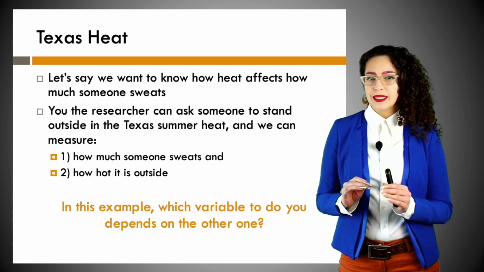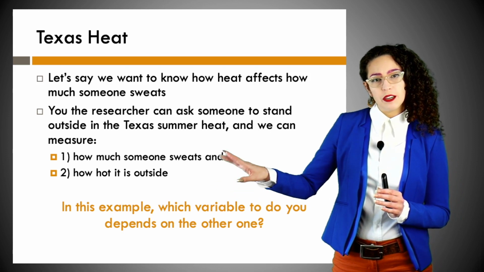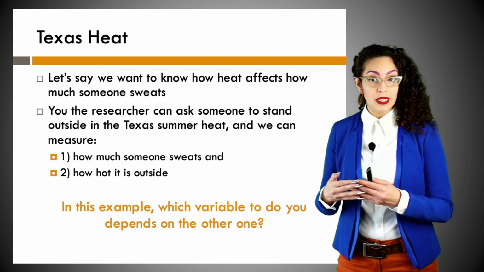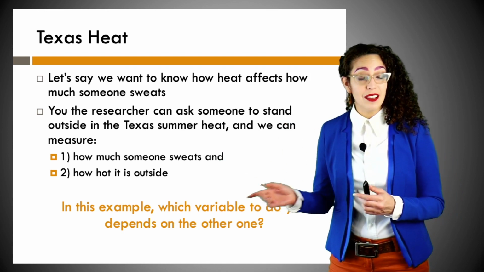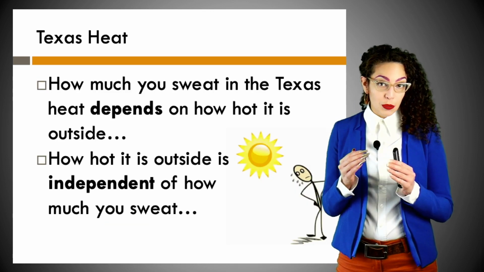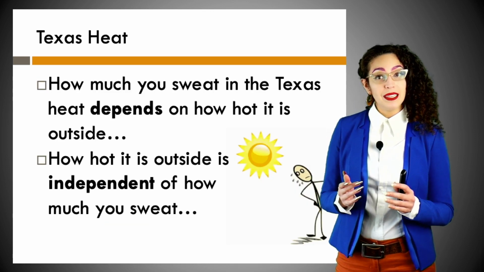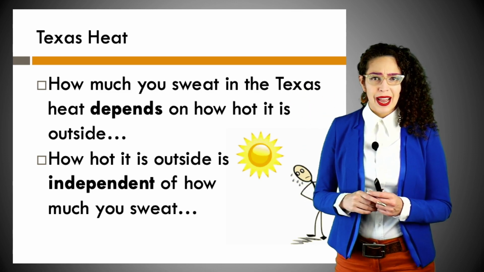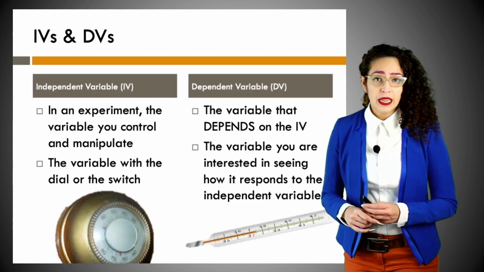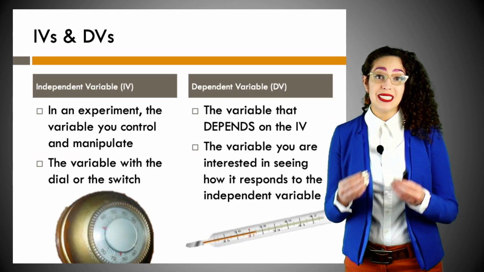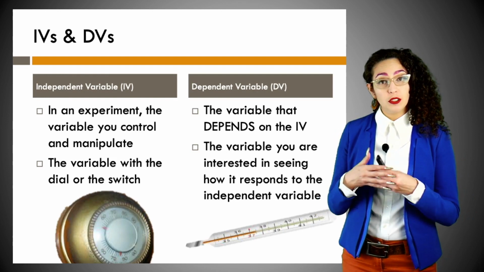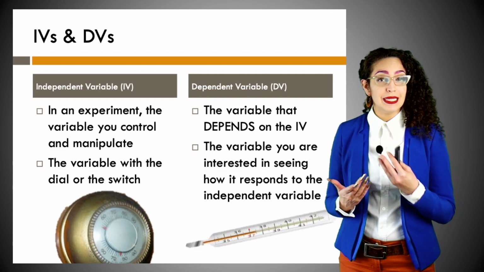Now, in this example, which of these two variables that we could measure do you think depends on the other one? Which one's measurement is going to depend on the other one's measurement? So how much you sweat in the Texas heat depends on how hot it is outside. How hot it is outside is completely independent of how much you sweat. Now this may seem like a silly little distinction, but this is vital when it comes to research plans and research design. So we have two types of variables called the independent and dependent variable.